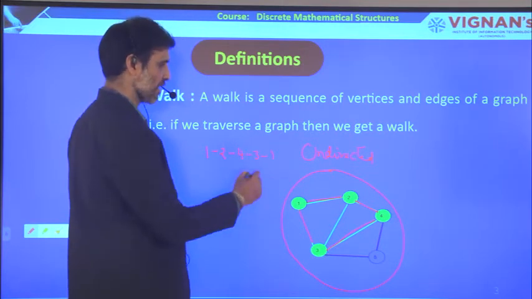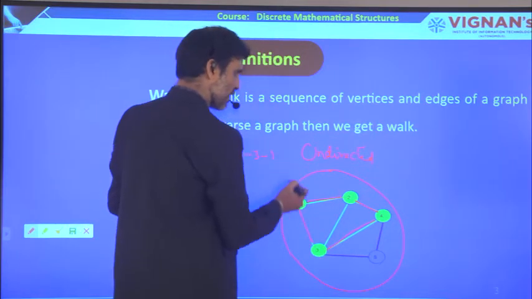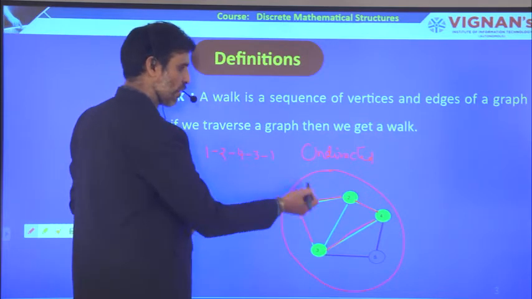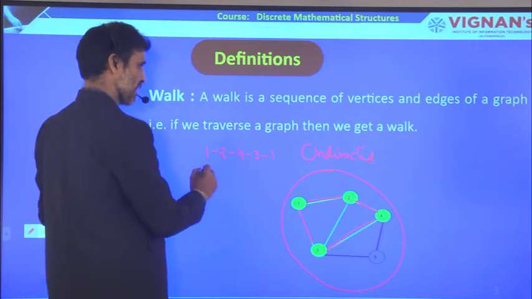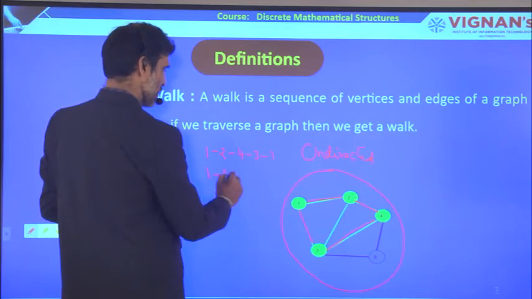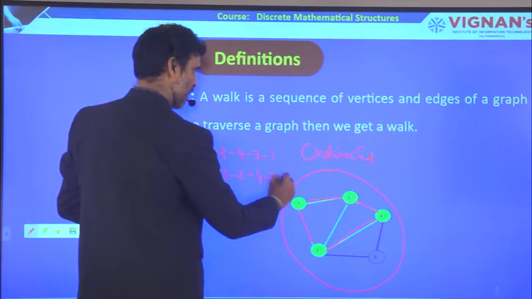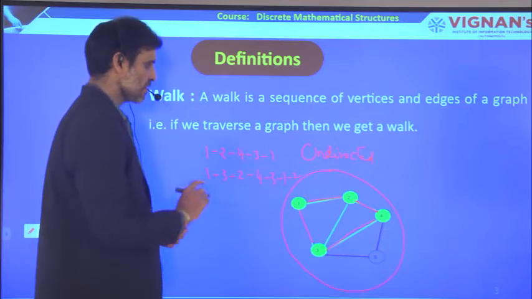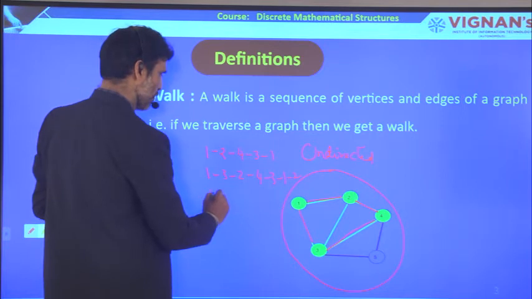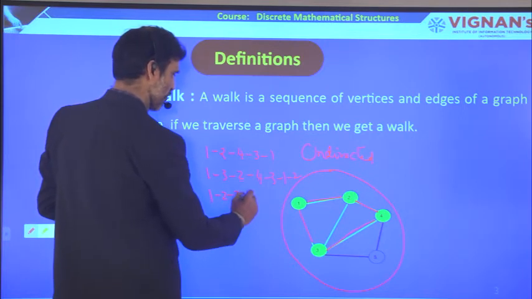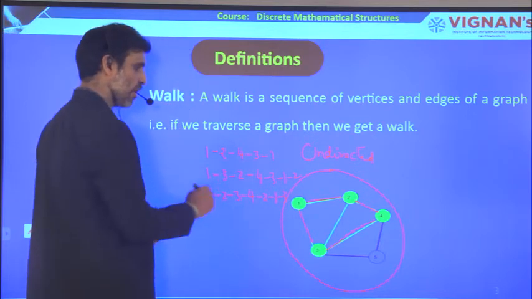That means you are going to traverse. It is not necessary to traverse each and every vertex of a graph. Whatever vertices you traverse here, that becomes a walk of the graph. Otherwise I can take 1 to 3, 3 to 2, 2 to 4, again come back to 3, 1 and then 2. This is called another walk. Like this we can define. Otherwise you can take 1 to 2, 2 to 3, 3 to 4, 4 to 2, 2 to 1, again like this.